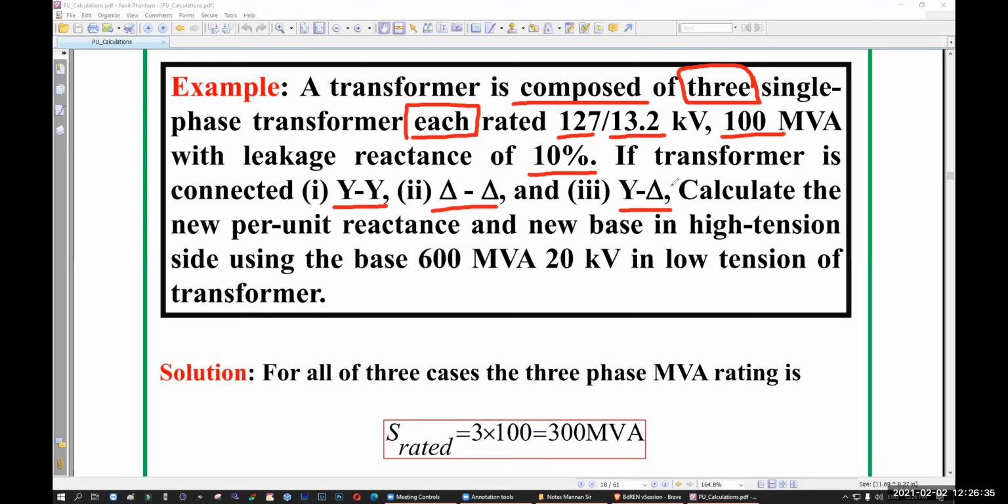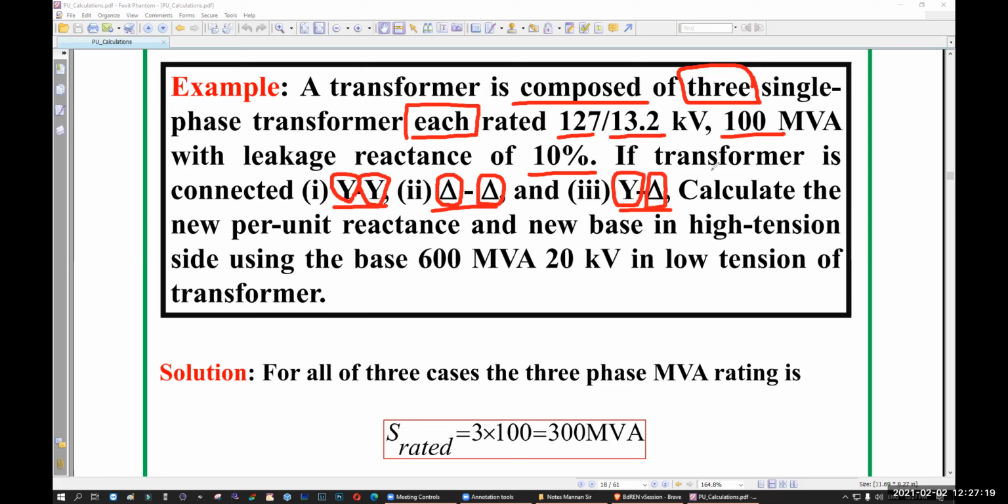If the transformers are connected like this, YY, delta delta, and Y delta, calculate the new per unit reactance and new base in high tension side using base 600 MVA, 20 kV in low tension of the transformer. That means at first your three single phase transformers will be connected at YY: your low tension part will be connected at Y, your high tension part will be connected as Y. Then delta delta: your low voltage side will be connected at delta, your high voltage side will be connected at delta. In the last case, your low tension part will be connected as Y, and your high tension side will be connected as delta. Got my point?